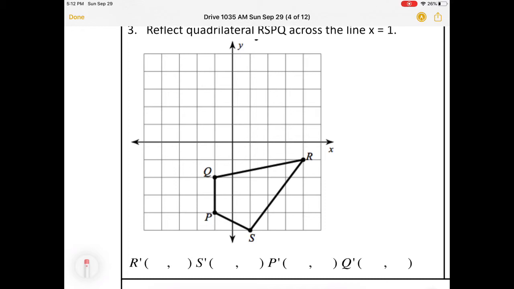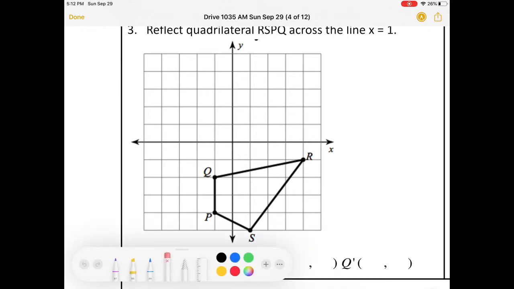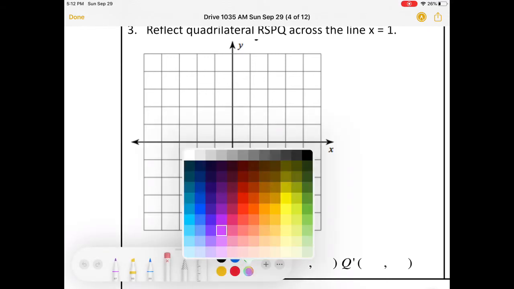Okay, so number 3, reflect quadrilateral RSPQ across the line x equals 1. These are a little bit more complicated when it's dealing with x equals something or y equals something instead of just the x or y axis. But we still do want to think, is it a horizontal or a vertical transformation? How are they flipping that, basically?